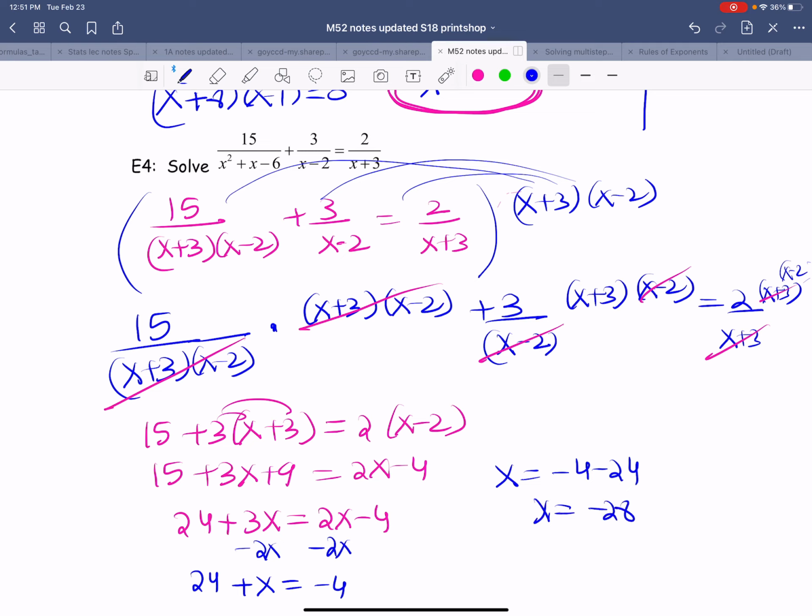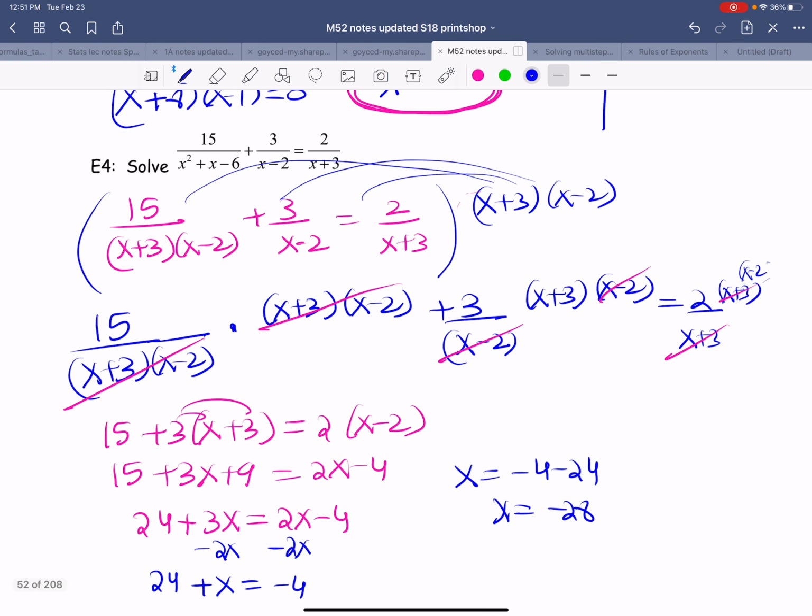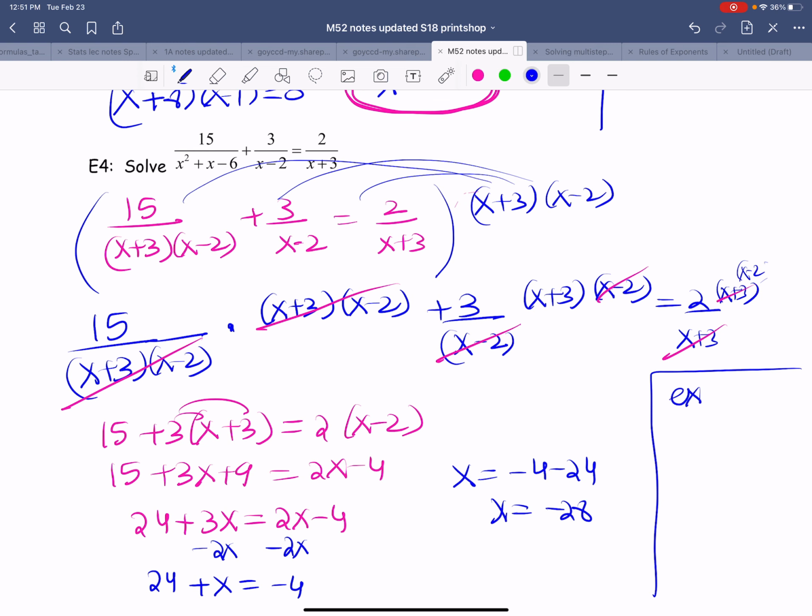Now, before we box, circle, highlight this answer, we must check if that 28 is one of the extraneous solutions. Extraneous solutions are the ones that make your denominator equal to 0 for the equation. So what would be extraneous solutions in this case? Well, think about the numbers that would make these denominators 0. What values of x will make the denominator 0?